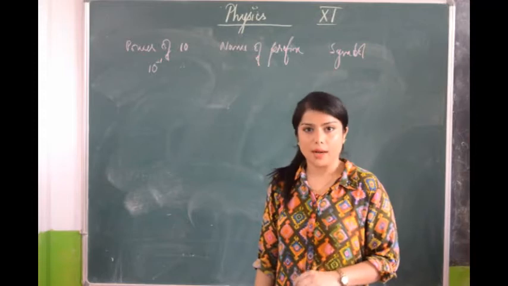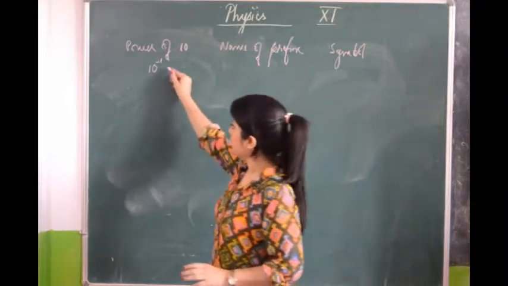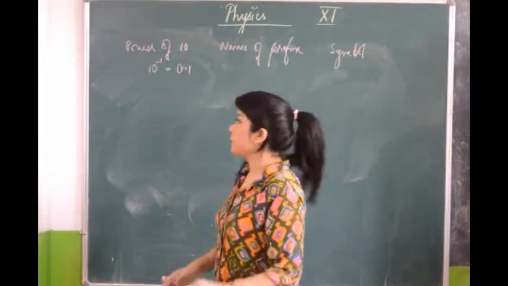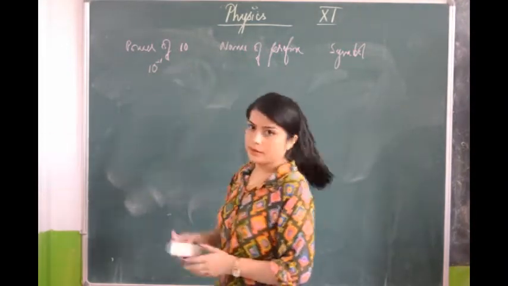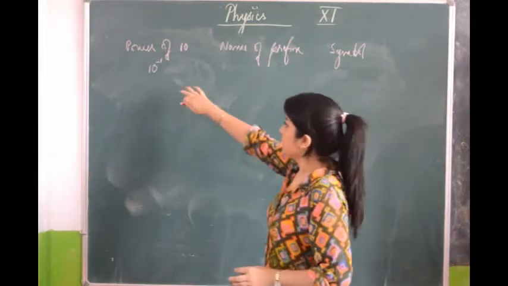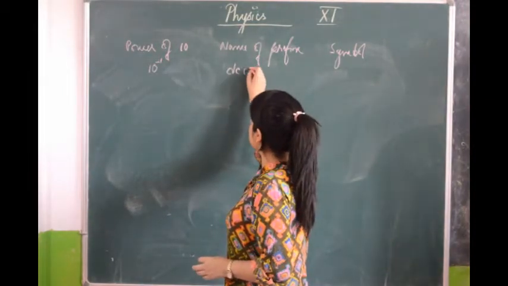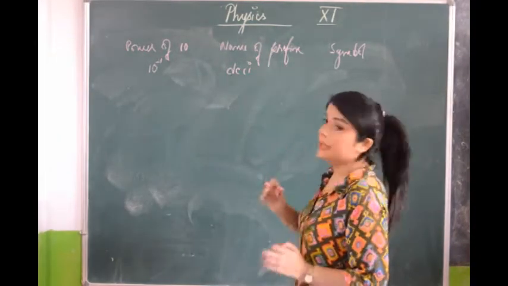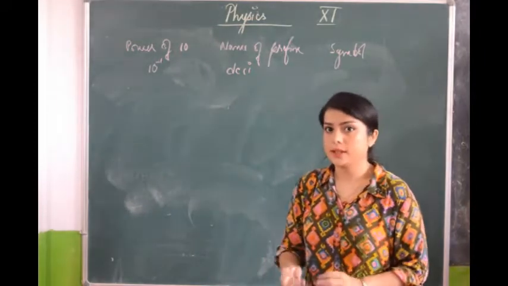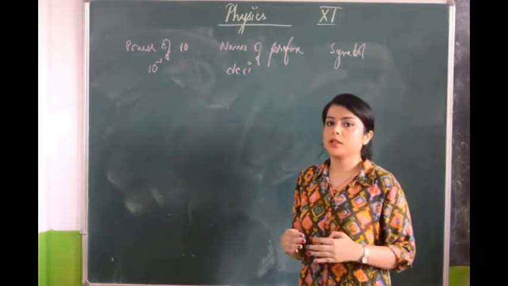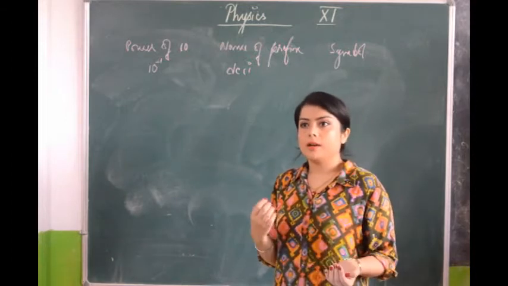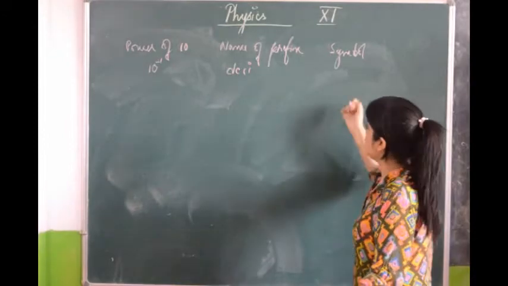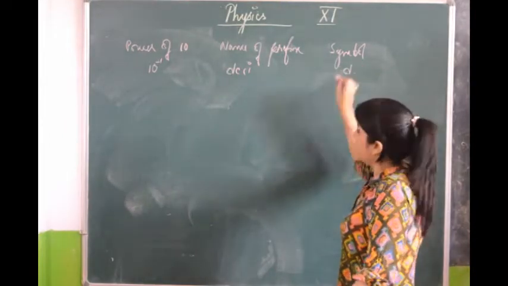10 to the power minus 1 can also be written as 0.1. So, in place of this, we will write it like this. This is deci. Suppose it is length, that will be decimeter. If it's for mass, it will be decigram. That way we convert from one unit to another unit. The unit symbol for this will be small letter d.